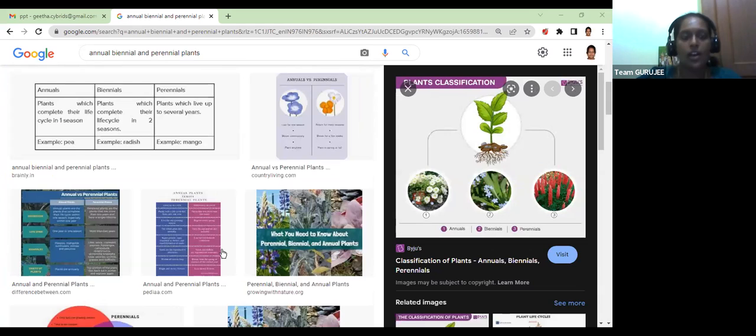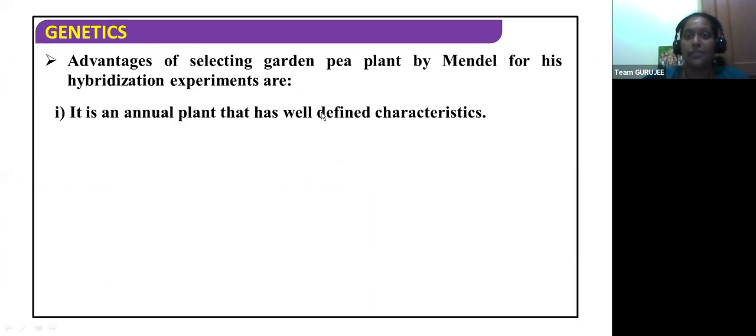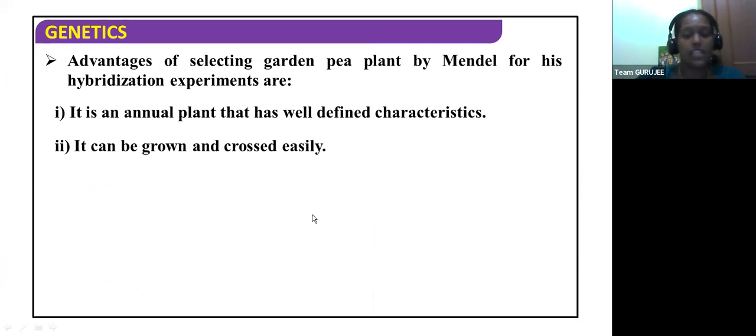Okay. So it is an annual plant that has well-defined characters. Can you see the slide back again? Okay, fine. So it can be grown and crossed easily. If you have very small flowers, it's very difficult for us to cross. Whereas these flowers are at least in a size that you can emasculate them, you can bag them, and you can cross them also. That is possible only in case of pea plants. That's why he chose pea plant for his study.